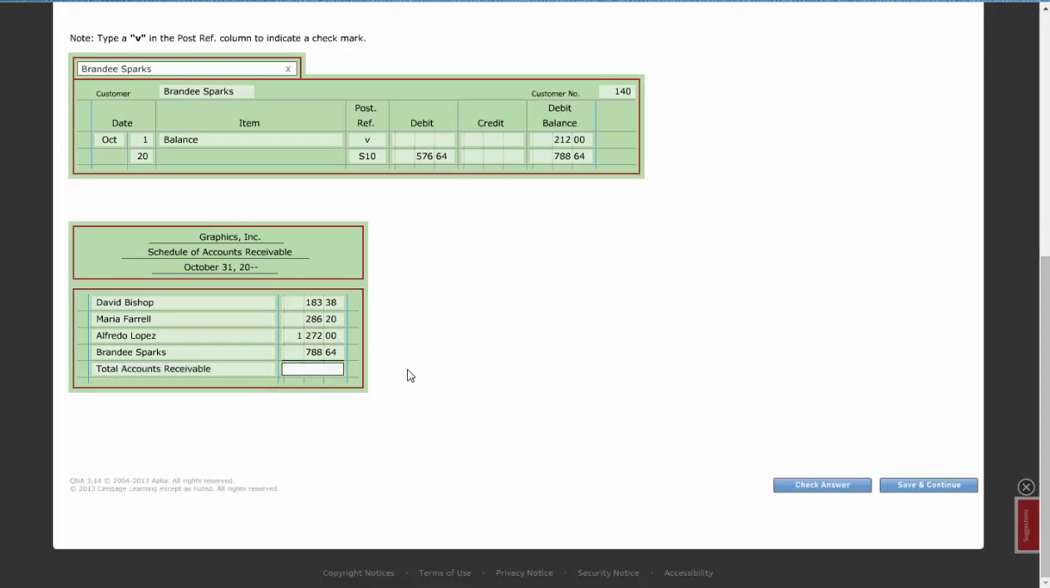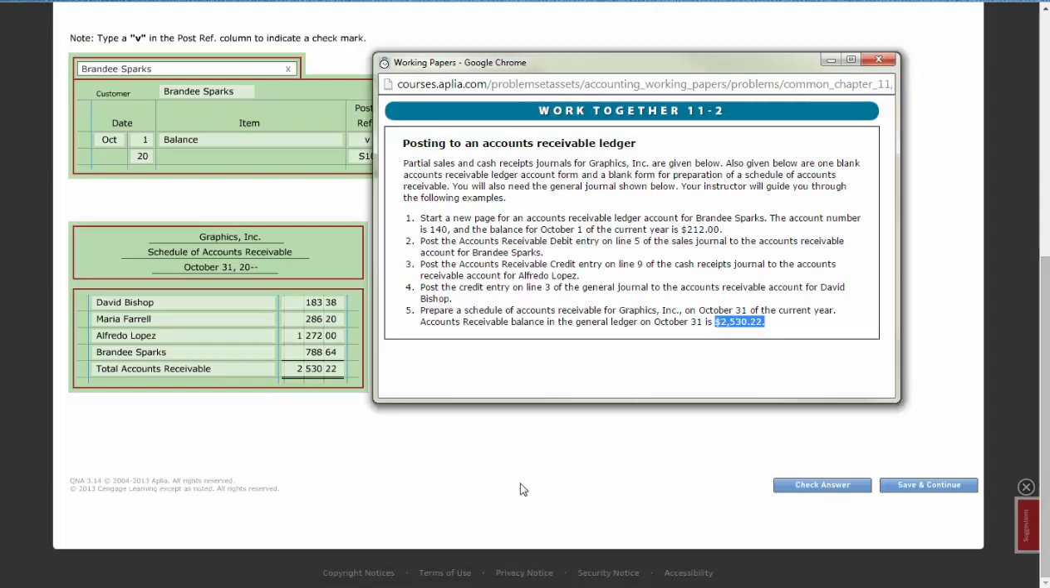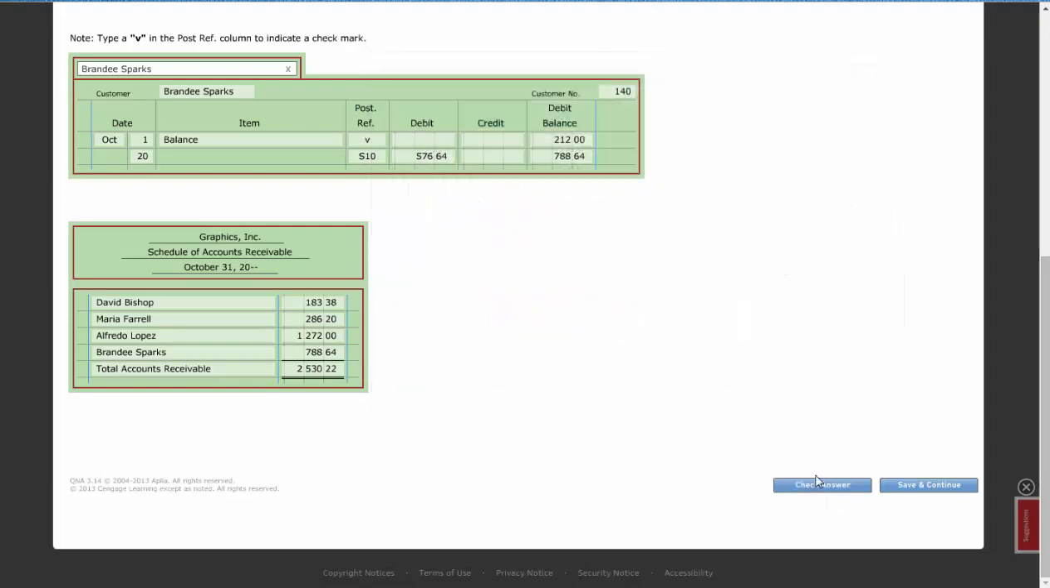And then I add up my numbers. And I got $2,530.22. And I equal, yay! You can try it on your own.